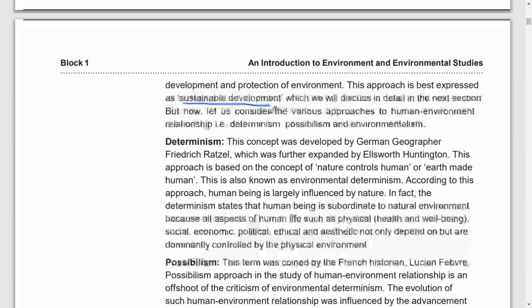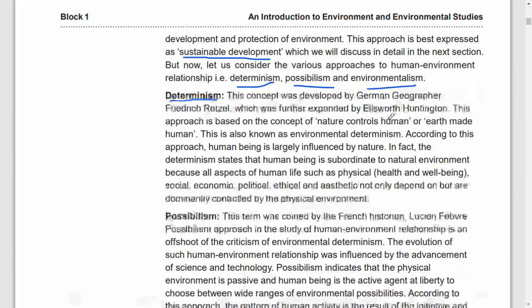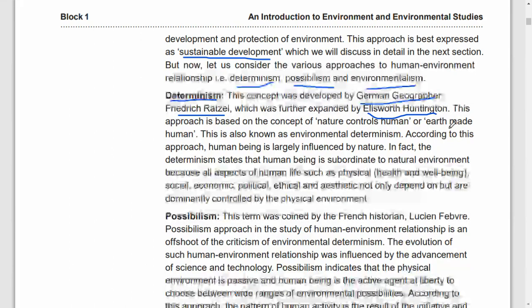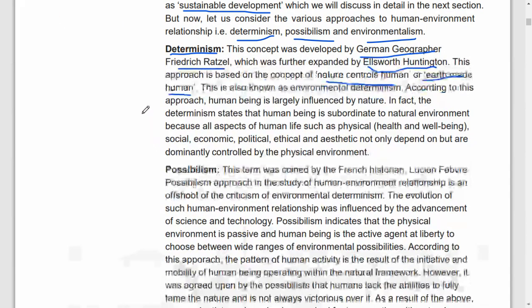But now, let us consider the various approaches to human-environment relationship, that is determinism, possibilism, and environmentalism. Determinism. This concept was developed by German geographer Friedrich Ratzel, which was further explained by Ellsworth Huntington. This approach is based on the concept of nature controls human, or earth made human. This is also known as environmental determinism.